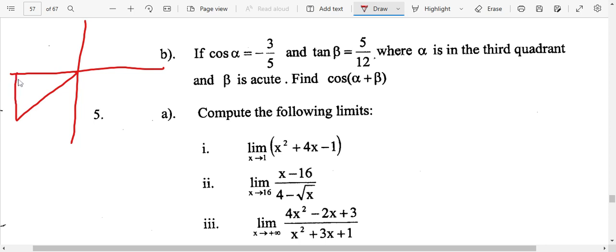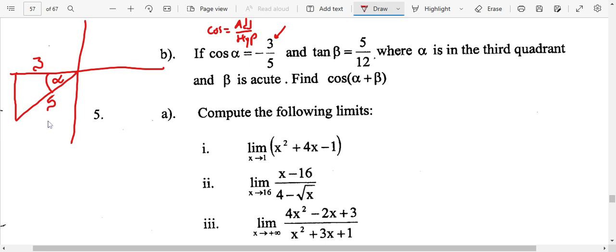A triangle that you make should always be related to the x-axis. I've always been mentioning that. So this is alpha, okay? And then they've told us that cos alpha is negative 3 over 5. And you know that cos is given by what? How do you find cos? Adjacent over hypotenuse. Meaning that this 3 on top is going to be the adjacent, and the adjacent side is this one, okay? And then the 5 is going to be the hypotenuse, meaning that this is the hypotenuse.